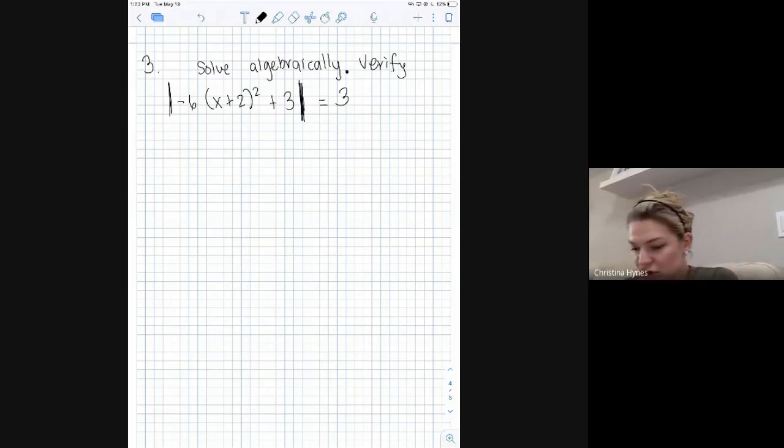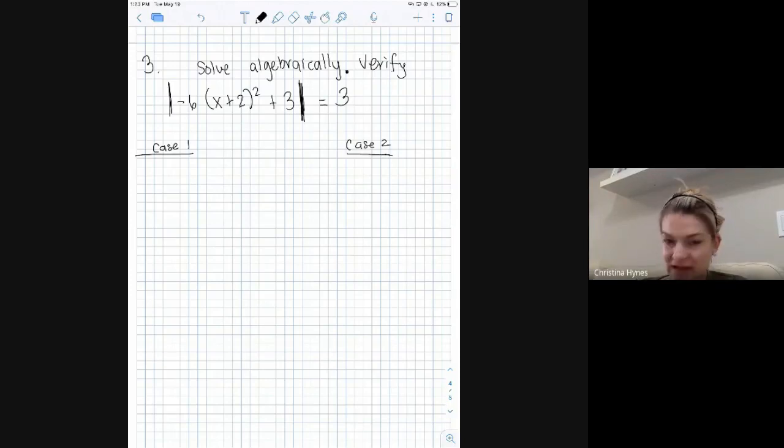Okay. So the last example that we're going through is number 3. They want us to do this algebraically, and then they want us to verify. So what you have to do is you have to do 2 cases. Case 1, case 2. Okay, so that's how you start by solving an absolute.